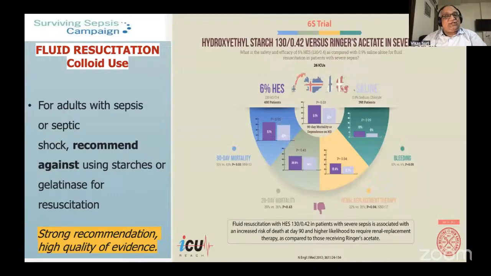The use of starches is strongly not recommended, and the basis for this is the HES trial, in which starches were associated with an increased risk of need for renal replacement therapy and coagulopathy as compared to patients receiving Ringer lactate. So they're not recommended as resuscitation fluids in patients with sepsis.